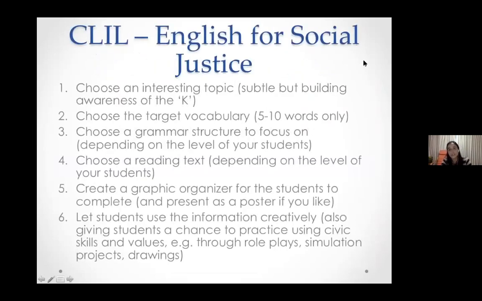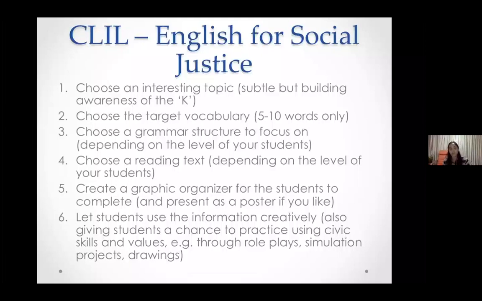So this is my final slide, I promise. The first step, choose your interesting topic. Choose your topic within the frame of social justice. And then target that K. What is the knowledge? And remember to make it achievable. It's only the one lesson, so a small bite-sized piece of knowledge. What are they going to be able to achieve? What vocabulary? Don't try to get them to learn too much. Vocabulary between 5 to 10 words would be enough.